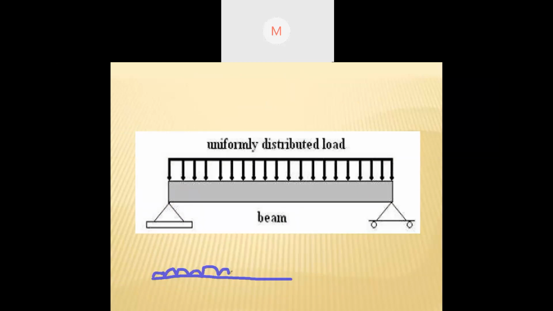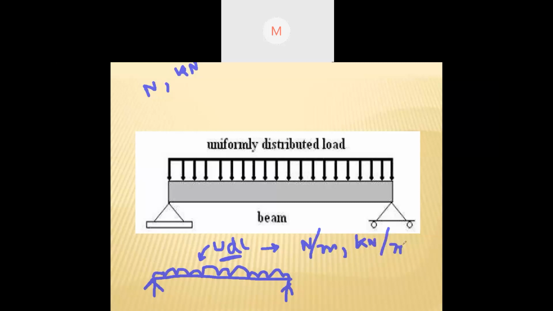So this is basically what you draw in your copies for determining uniformly distributed load. So this is the beam. These are the two supports, right? So this is what is called UDL. Now you can see here, for the other types of loads, it is in, suppose, newton or kilonewton, remember. But in case of UDL, it is newton per meter. If in your copy or in the exam the load is given as newton per meter or kilonewton per meter, then understand that it is a UDL.